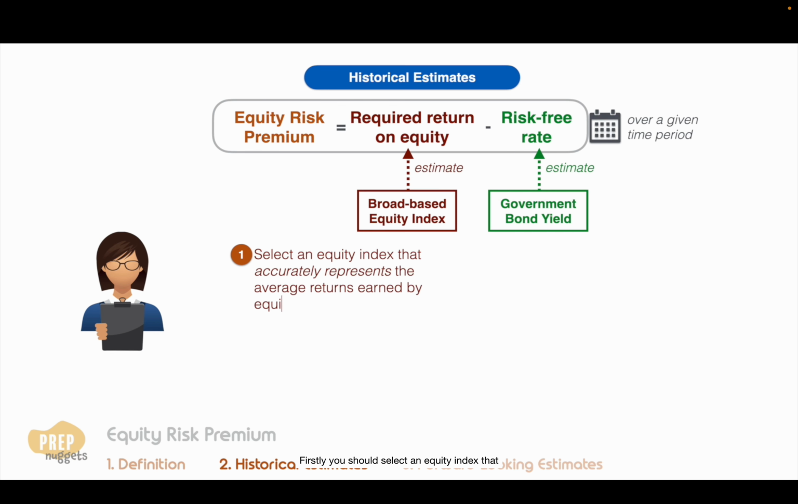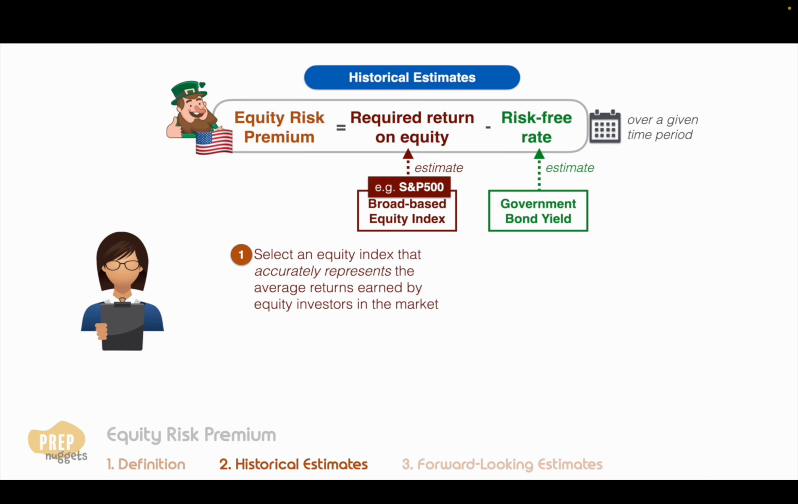Firstly, you should select an equity index that accurately represents the average returns earned by equity investors in the market being examined. For example, if the intent is to estimate the equity risk premium for a US equity investor, a broad-based market value-weighted index like the S&P 500 should be selected.